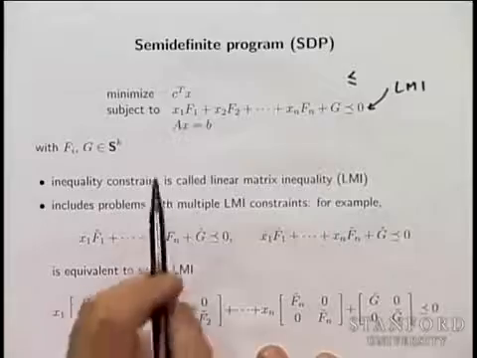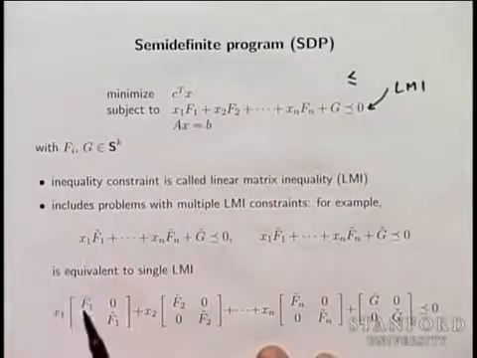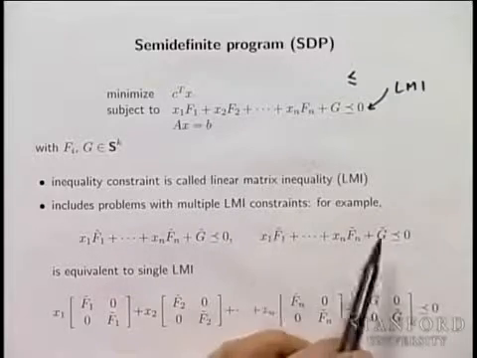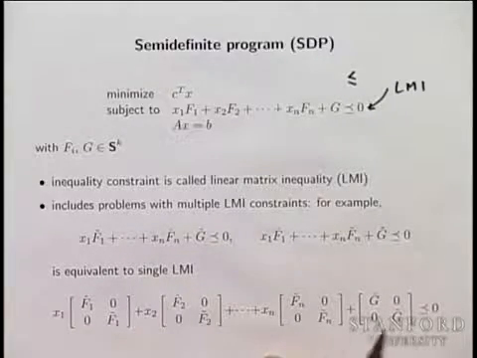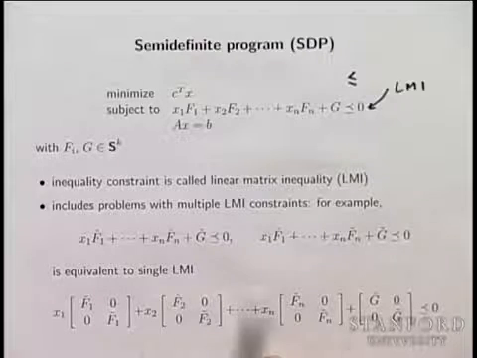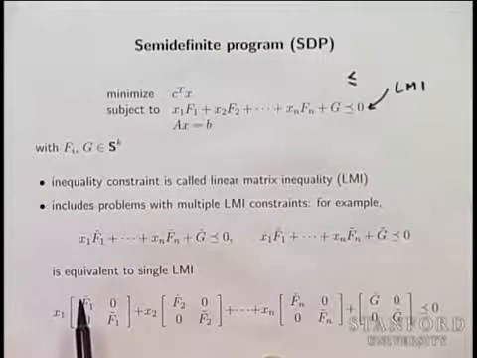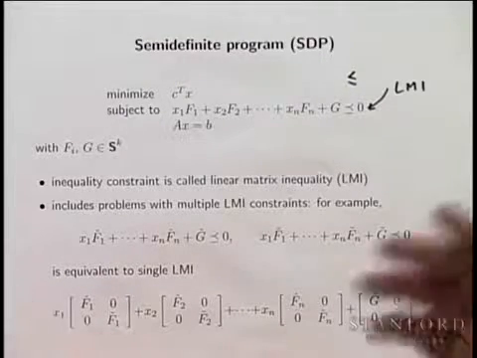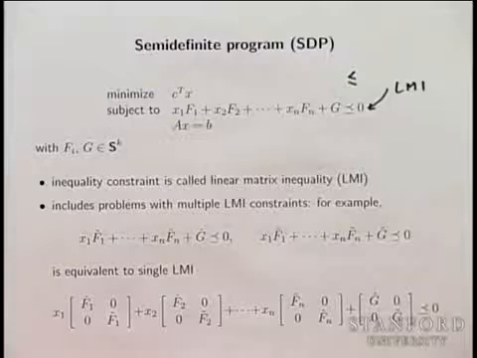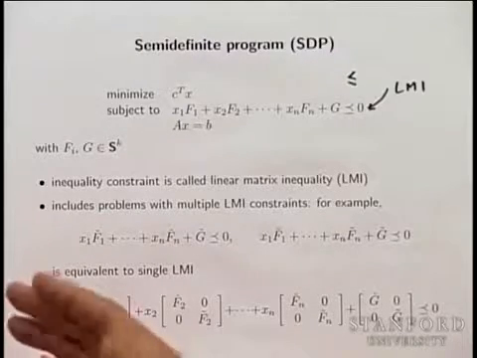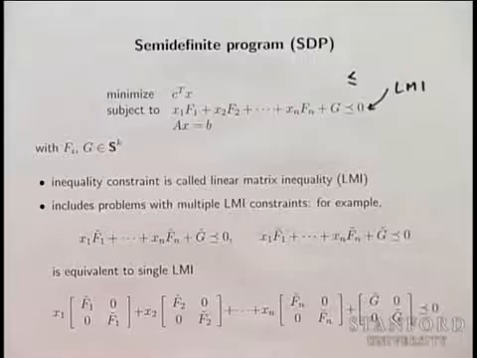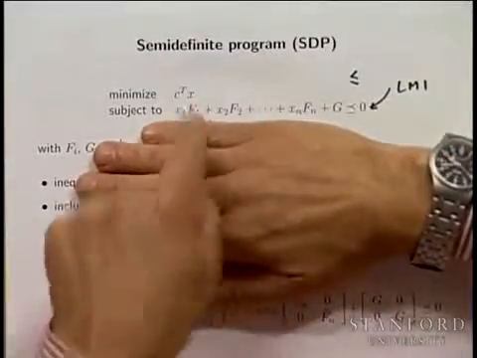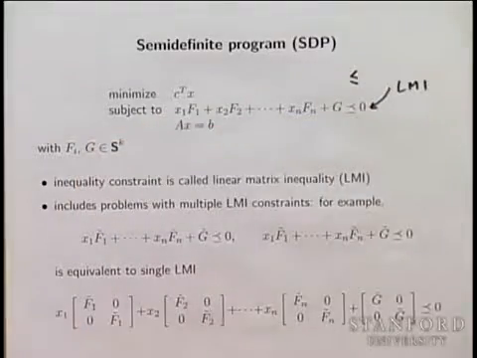Now, there's an interesting thing. As drawn, there's only one LMI. Of course, you could have multiple LMIs. But if you have a whole bunch of LMIs like this, if you have two, you can lump them together into one, by simply making a block diagonal matrix with the LMIs. Because if I have a block matrix and I say that the block matrix is negative semi-definite, it just means basically each block is negative semi-definite. That's why we can, without loss of generality, work with just one LMI in general.